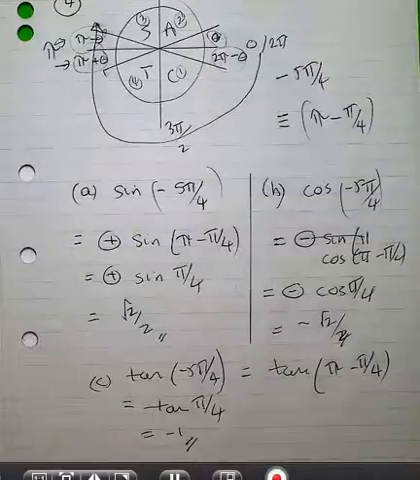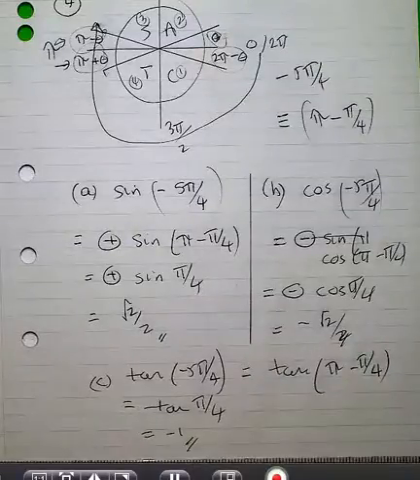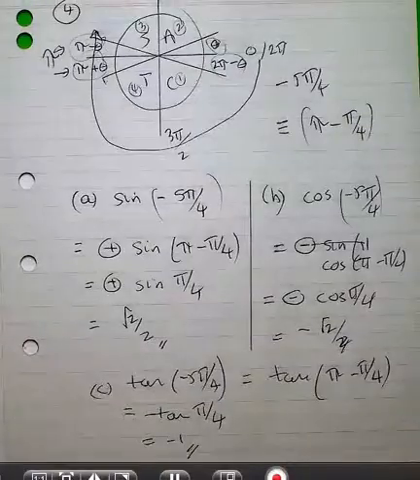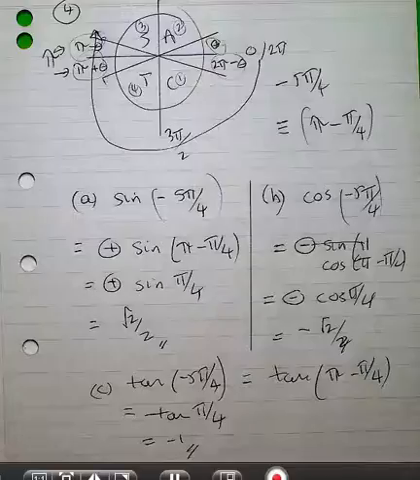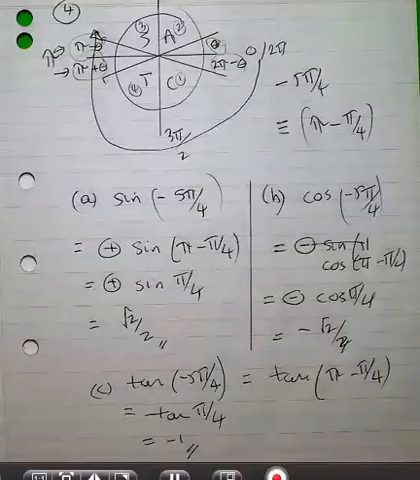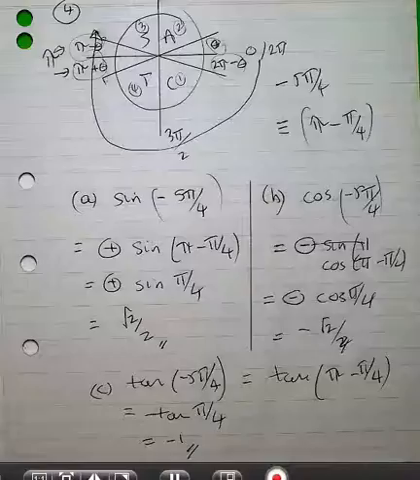Make sure you've got the right ratio sign, positive or negative, for that quadrant, and try and relate the angle to one of the ones that we work with, the standards, the pi on 6, the pi on 4, the pi on 3, etc.